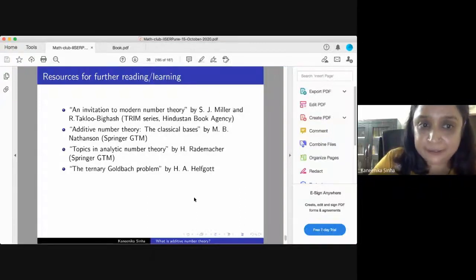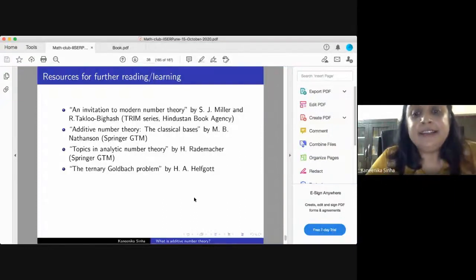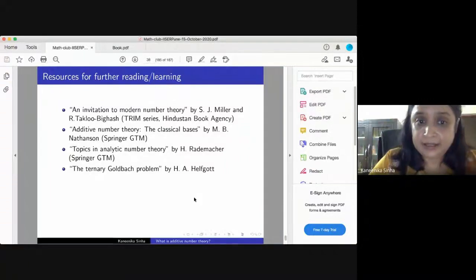I recommend this book by Melvyn Nathanson, Additive Number Theory: The Classical Bases. If you want to understand properly how the circle method is applied to the partition function, then I recommend Topics in Analytic Number Theory by Rademacher. And finally, Helfgott himself, other than writing papers on the topic, has uploaded an entire book on arXiv where he develops the ternary Goldbach problem and his techniques from scratch. So if you really want to understand Helfgott's work, he has presented it all to you in complete clarity.